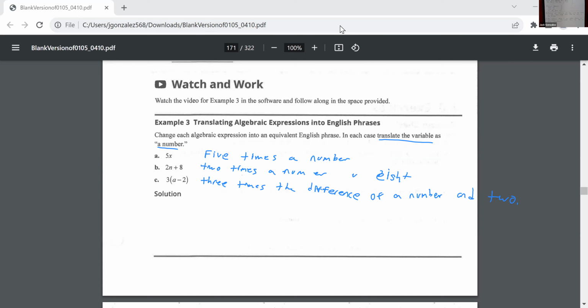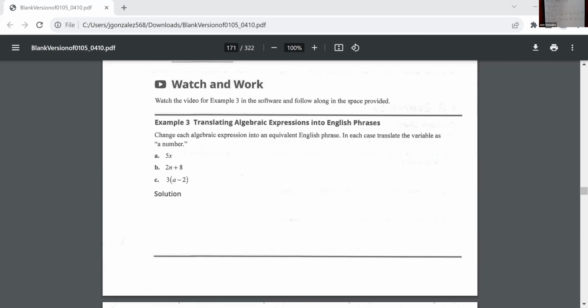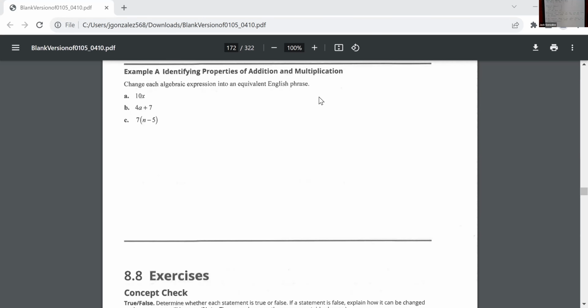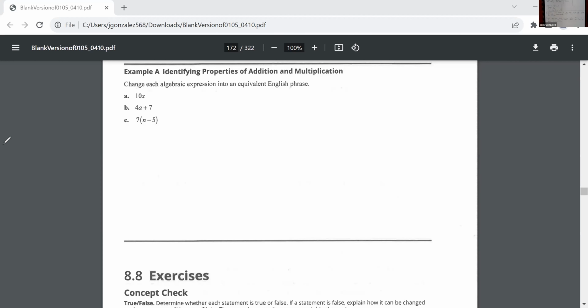All right, any questions on translation? So try using those terms for a bit. So part A: times a number, or the product of a number. That's it.